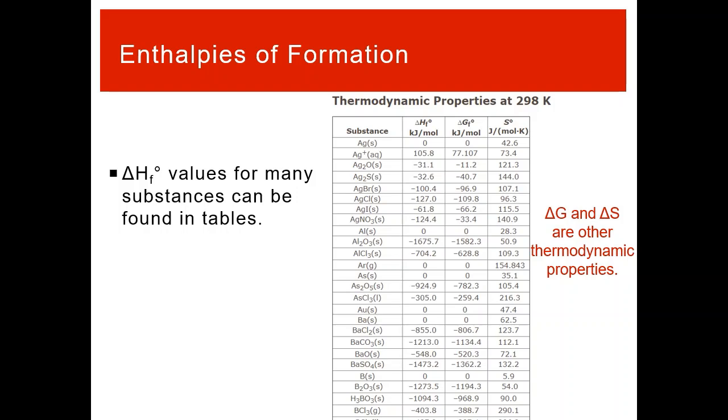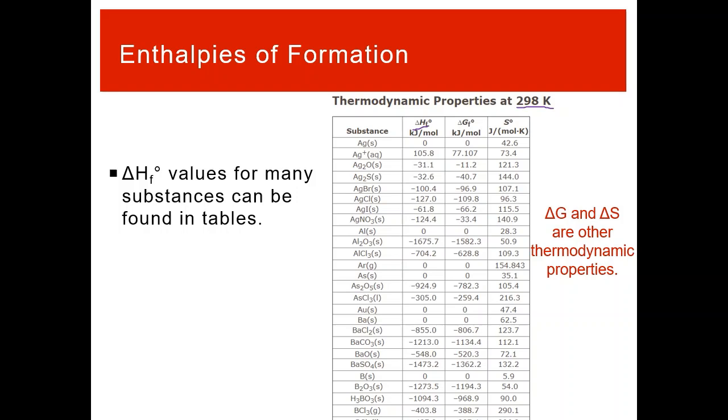This is the Sapling table. You will note delta HF is what you want. You will note, again, these are specified as being at a temperature. 298 K is a temperature unit that we'll talk about later. This is just room temperature, basically, 25 degrees Celsius, kind of comfortable conditions, lab weather.